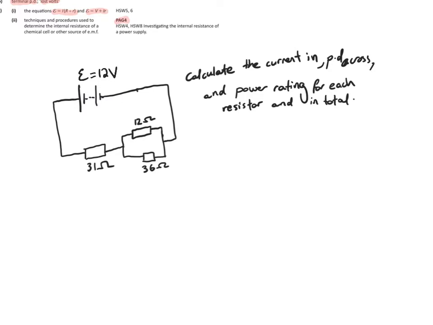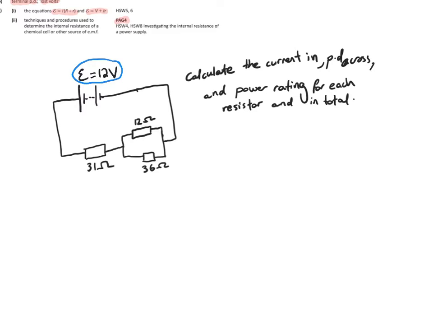I will use a different color to solve this. So this is the black color, shows the values that were given in the exam, and then you have to calculate current, potential difference, power rating for each resistor and also in total. So I will use blue to show my working out from here on. I already know that the energy given per unit charge is 12 volts because my EMF, electromotive force, which is once again not a force, is the energy of the power supply per unit charge.